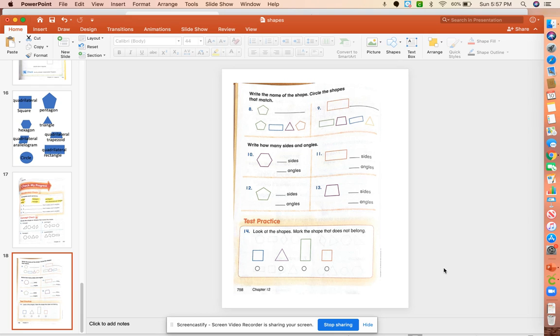Not belong. I think you will do very well on this quiz. Try your best. We would like for you to have your parents send us a picture of the test so that we can grade it for you, and it will be taken for a grade.